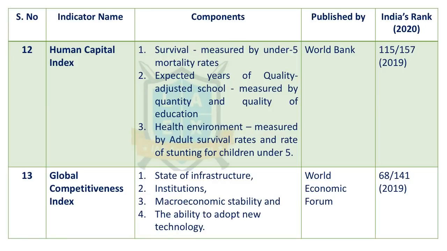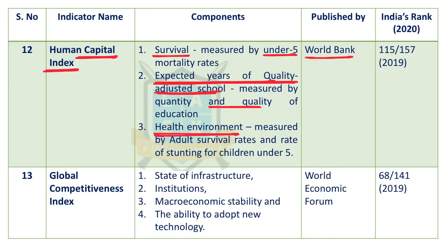Okay, the next important indicator is Human Capital Index. Human Capital Index, this index is released by the World Bank. It considers 3 parameters. First one is survival, measured by under 5 mortality. Expected years of quality adjusted schooling is measured by quantity and quality of education. Health environment, measured by the adult survival rate.